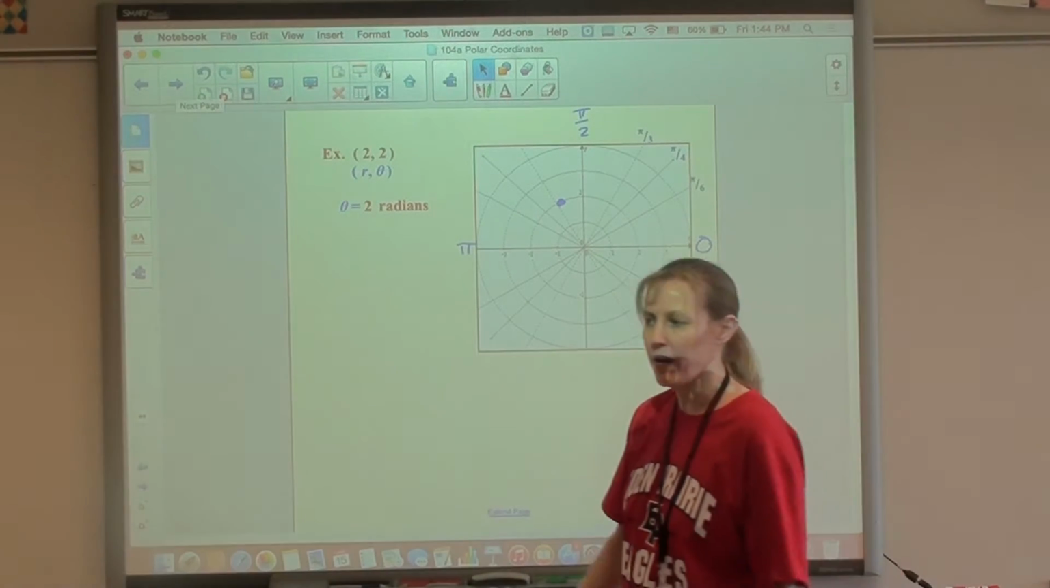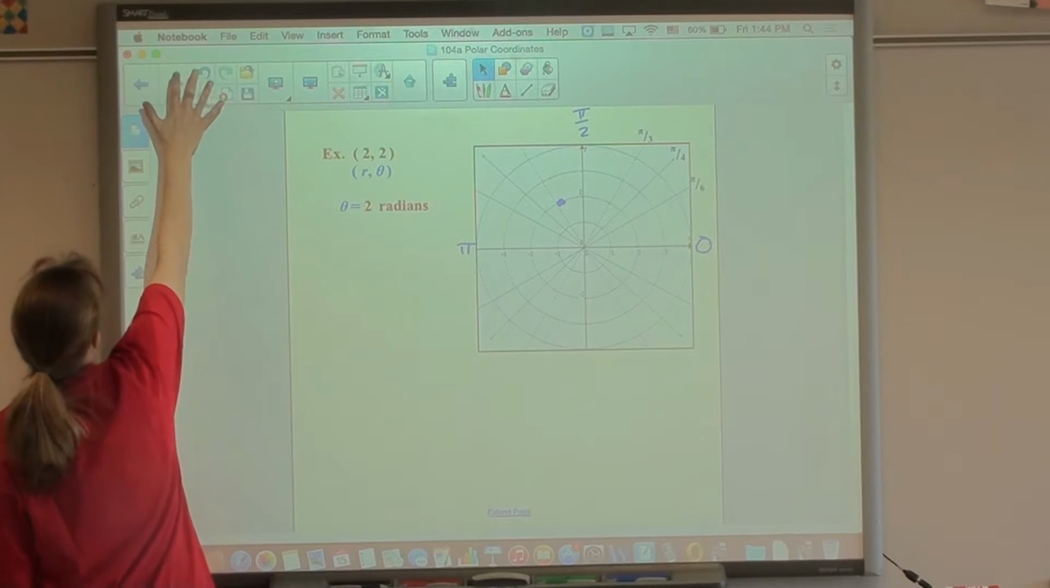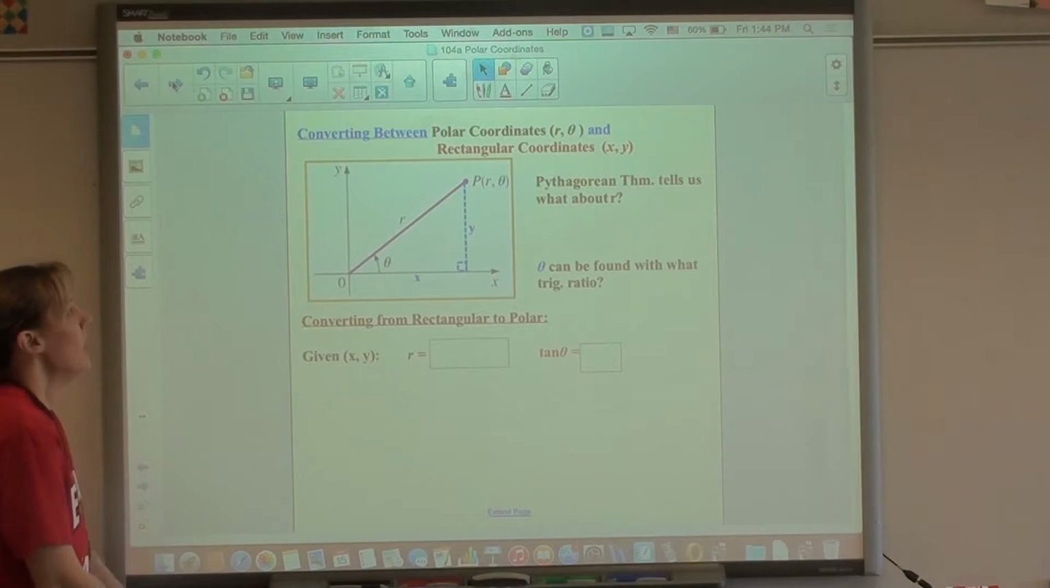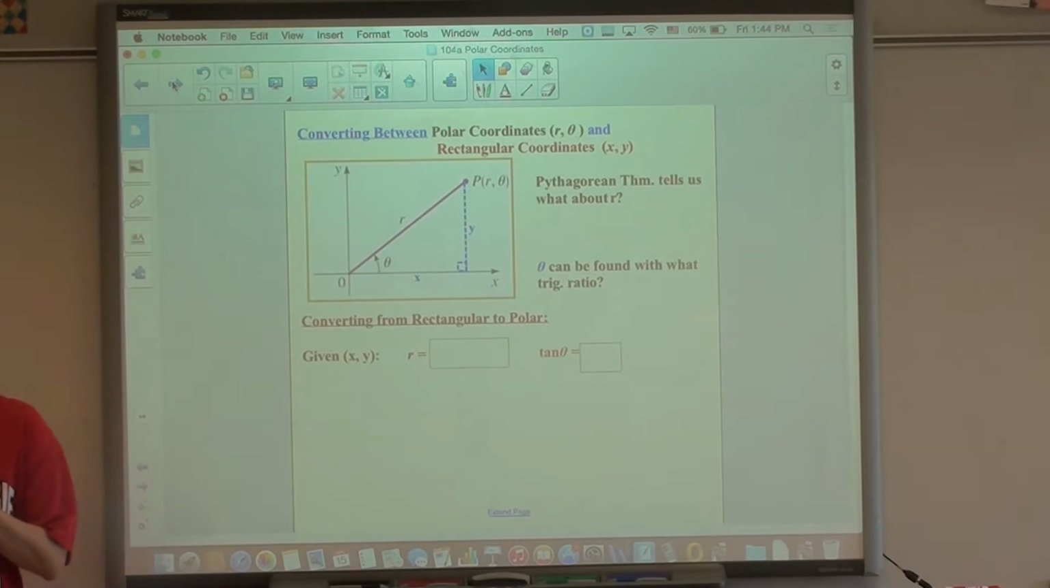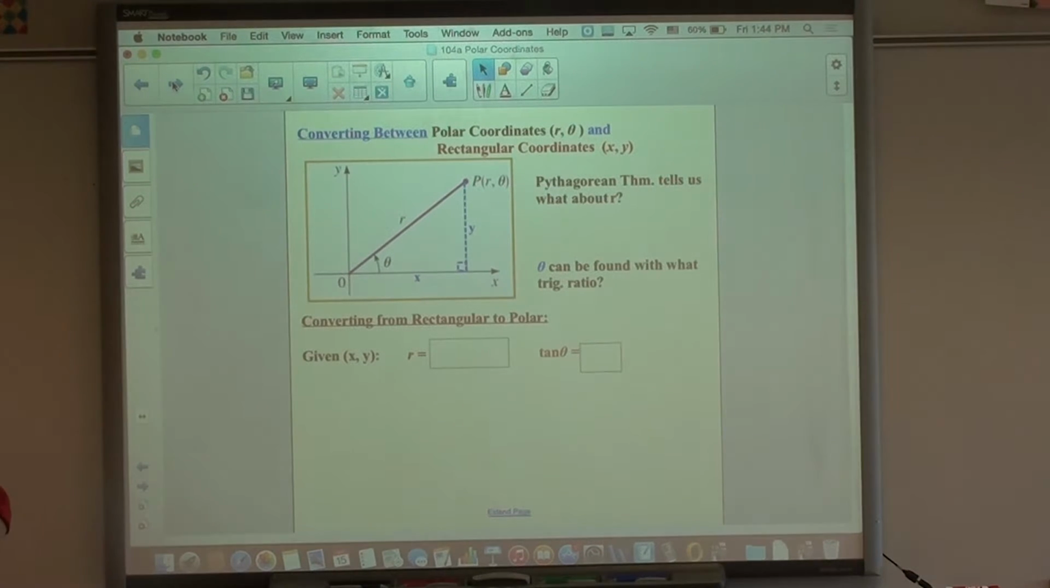Okay, any questions on plotting polar? All right, it's time to learn how to go back and forth between polar and rectangular. So, four equations to learn. First is we're going to relate r and x and y by Pythagorean theorem. How can we relate r, x, and y by Pythagorean theorem? X squared plus y squared equals r squared.